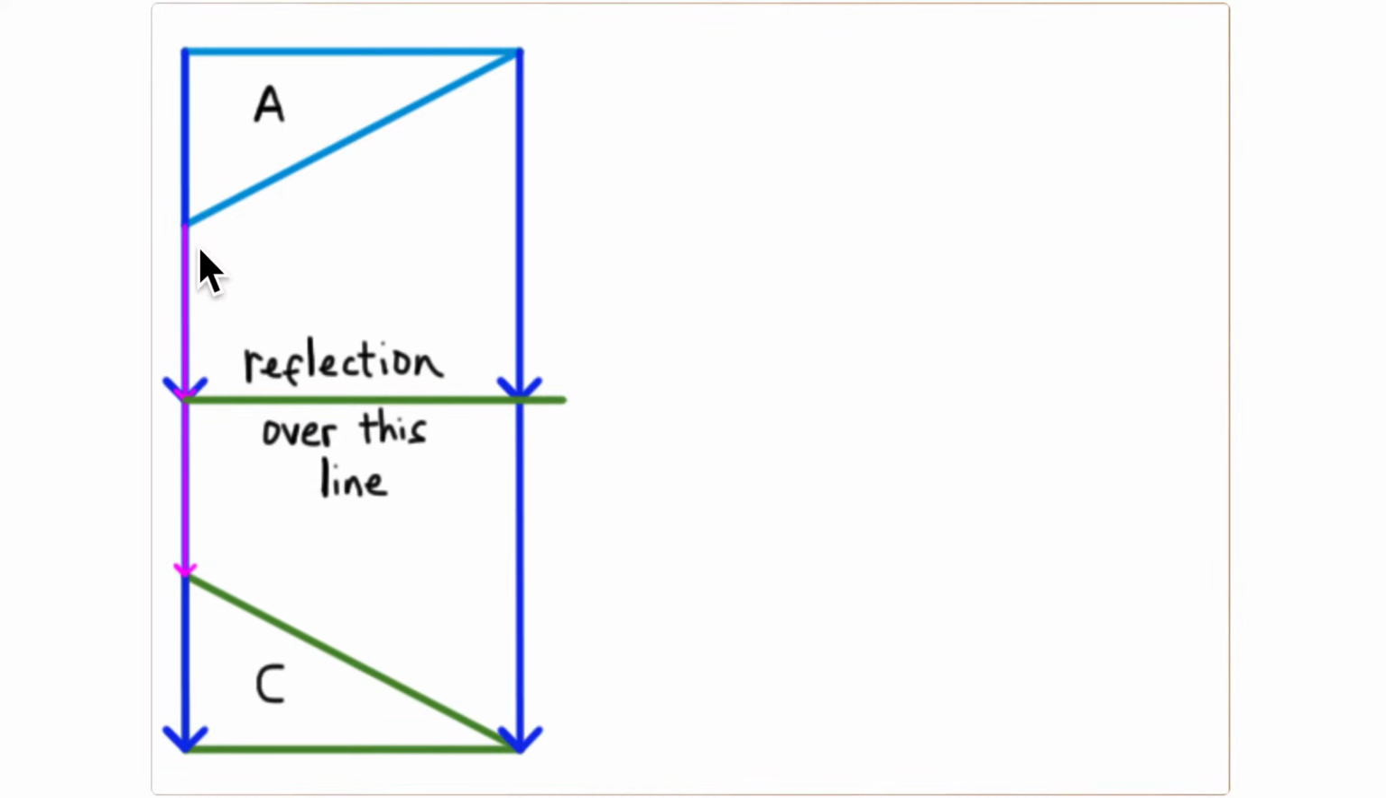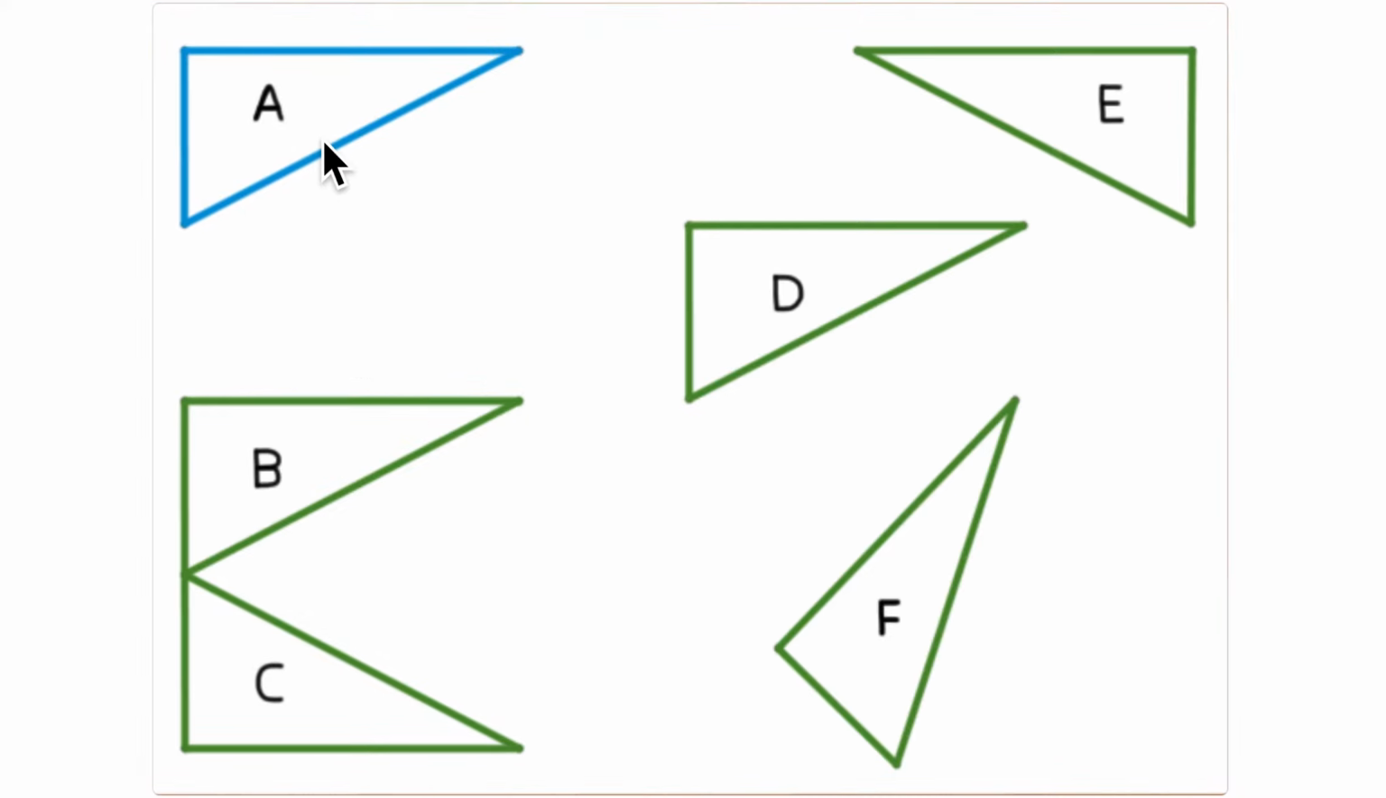The pink arrows are in a perpendicular direction to the line of reflection, and it's the same distance from that line of reflection. So these pink arrows are both the same length. And this point here to this point all the way down here, those blue arrows are the same length, and they are perpendicular to this line of reflection. So this is a reflection. C is a reflection of A.